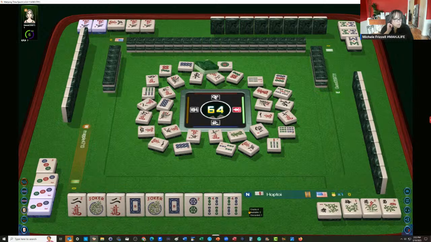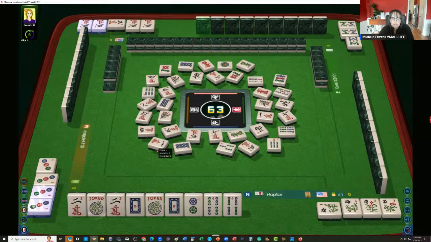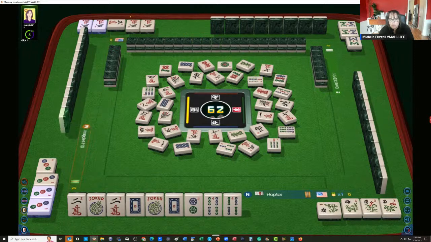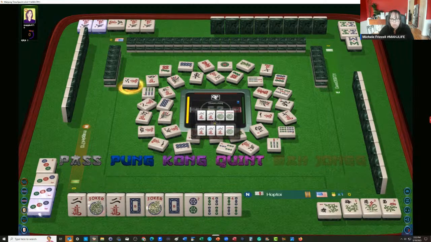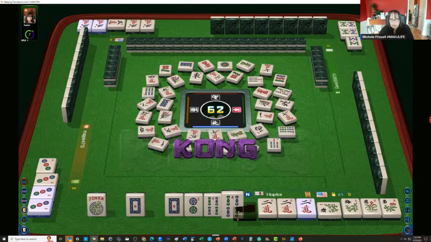4 characters. Okay, now how many 1s are out? Green dragon. How many 4s are out? And 5. Okay, so they're not doing 7 characters, they're not doing 1, 2, 3 or 2, 3, 4, 5 over there, characters. They're not playing the first one. Okay, let's Kong with 1 joker. Kong.